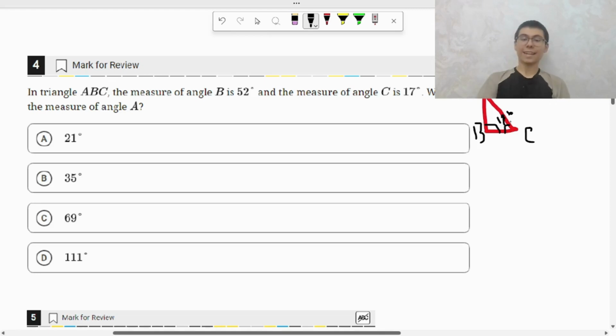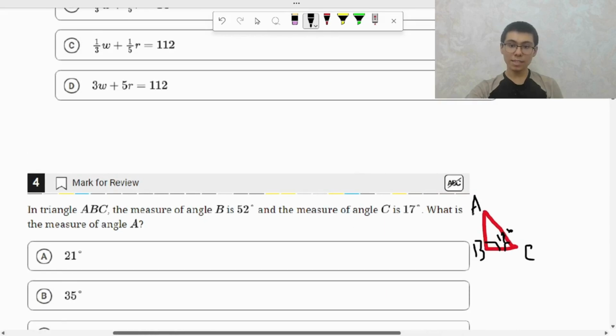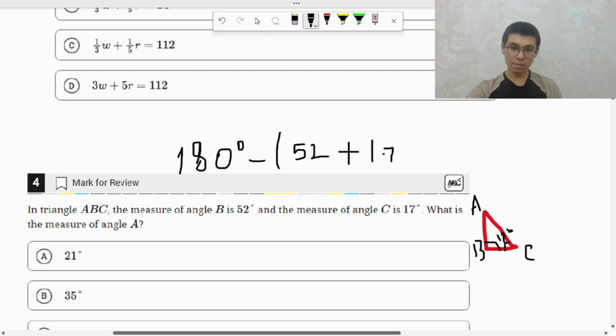So you gotta keep in mind that the number of degrees a triangle will always have is 180. If you combine all these angles, you will have 180. So to find the angle of A, what you gotta do is 180 degrees minus 52 plus 17.